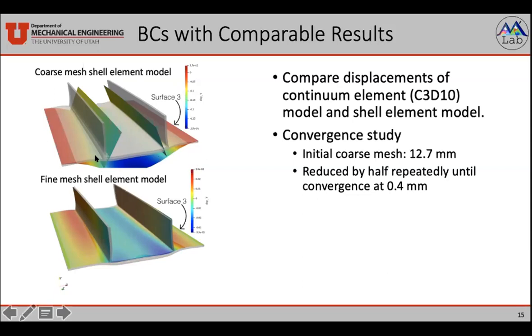So we can see that there's some disagreement in the displacements of these two separate models. We found that was due to the coarse mesh of the shell element model, and when we repeatedly refined the mesh, halving the mesh size until we got to about 0.4 millimeters, we got convergence and had a percent difference of less than 1% in the displacements of the two models, and we can visualize here that they agree a lot more.